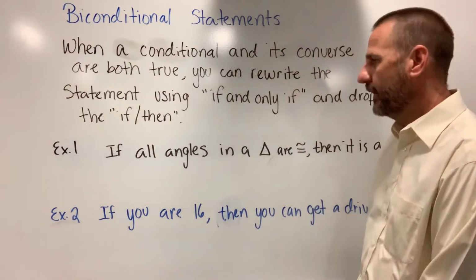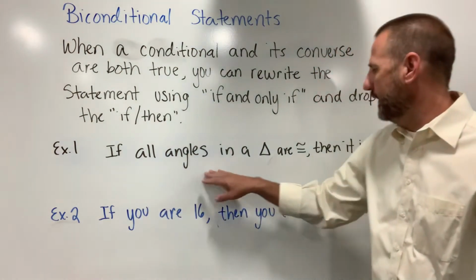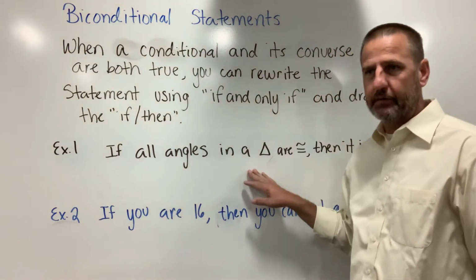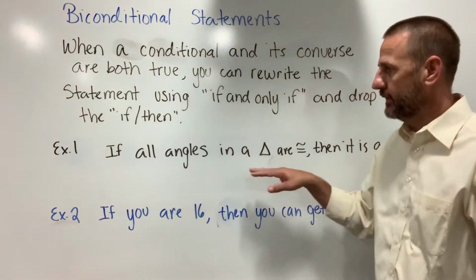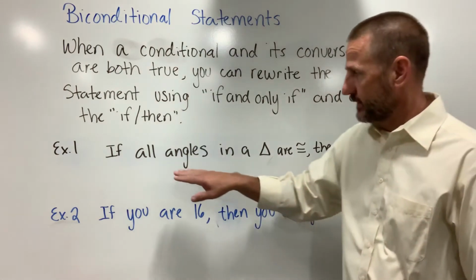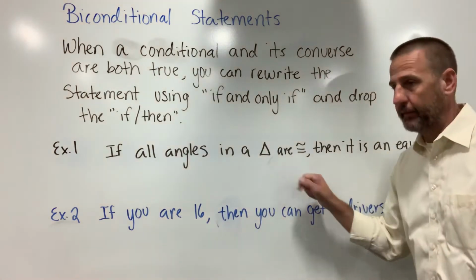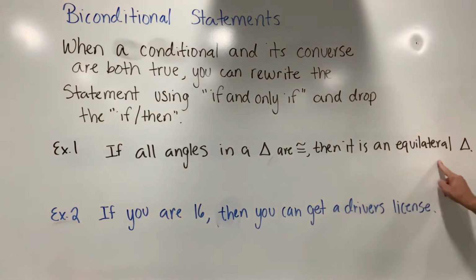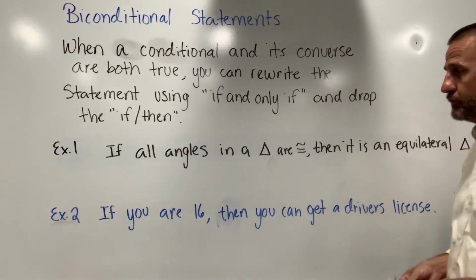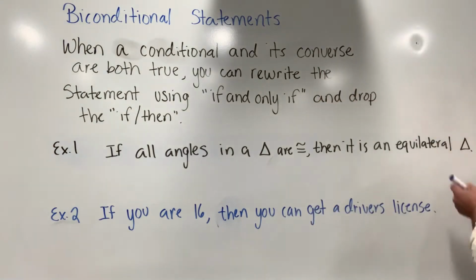Here's my example. If all angles in a triangle are congruent, then it is an equilateral triangle. Excuse me for using a lot of abbreviations and symbols, but I'm getting lazy here and I'm trying to introduce them as we go. That's a true statement. I like that statement, so I'm going to give that a true on the truth value.